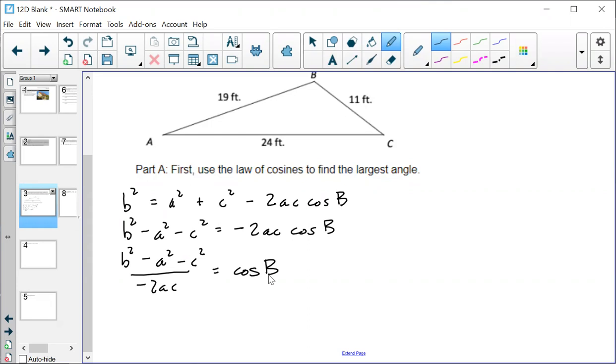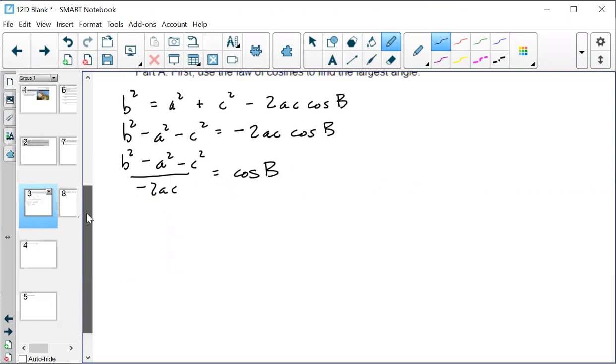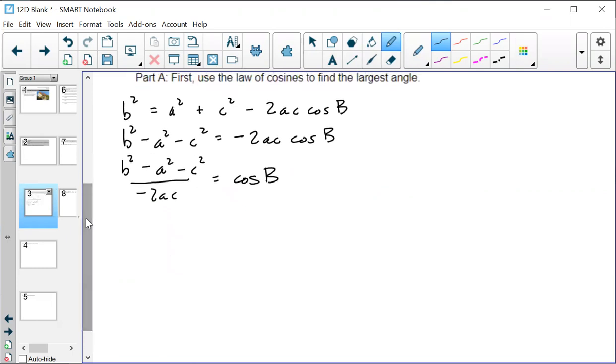I'm going to use the arc cosine. So let me extend the page here. I'm going to get rid of some of the negative signs, so I'm just going to multiply through that left side of the equation by a negative. And when we do, we get the arc cosine of A squared plus C squared minus B squared over 2AC, and that's going to be equal to angle B.